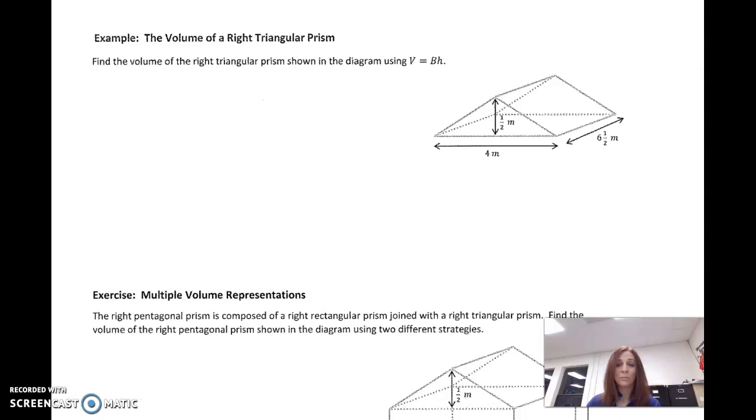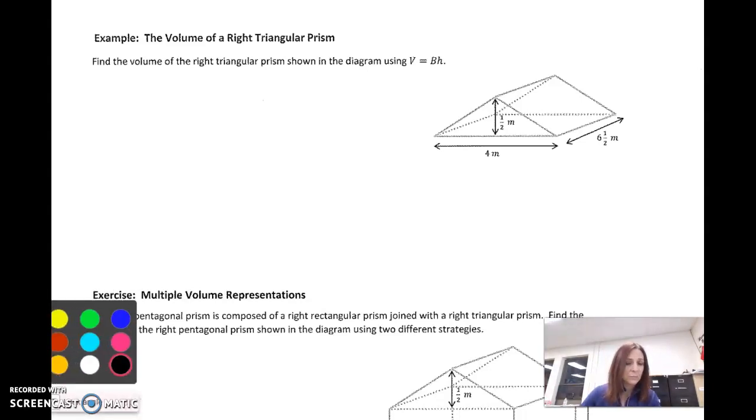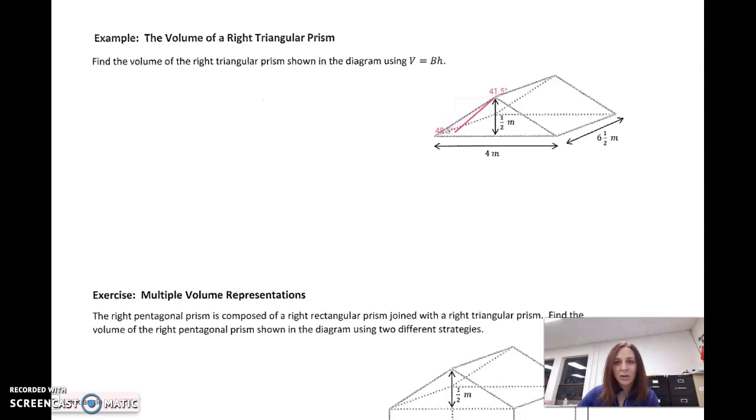So here we have a right triangular prism. We have our formula: volume equals the area of the base times the height, the distance between the bases. Now, think back to when we were talking surface area and getting comfortable with our shapes. Our bases have to be directly across from each other. So in this case, our bases are going to be the triangles, because we have one up front and one in the back.